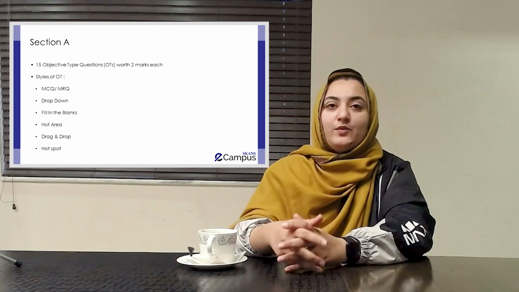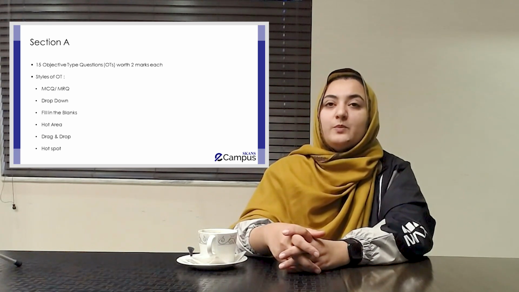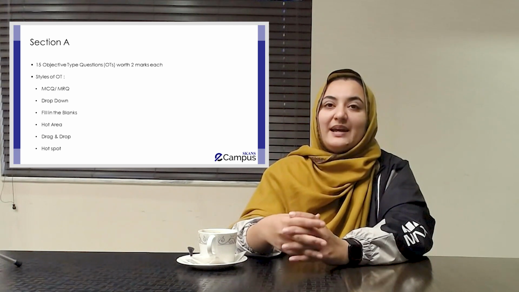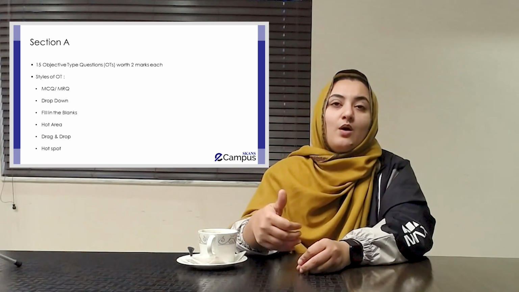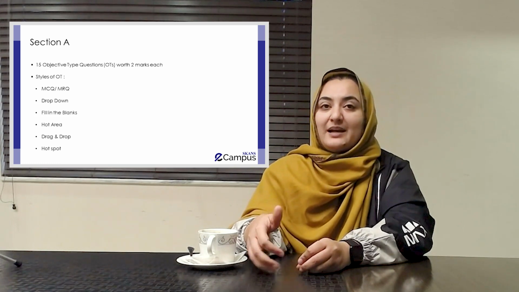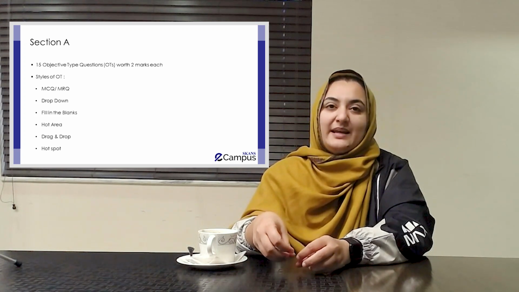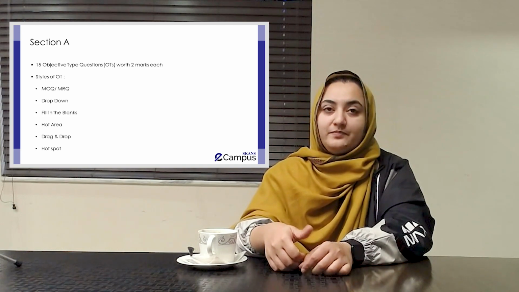Actually, there are 7 types of OTs. The first ones can be multiple choice or multiple response questions. Then you can get a question on selecting the correct answer from a drop-down menu. The questions can take the form of entering the correct answer in a blank space, selecting the right answer on the option displayed, and dragging and dropping the correct answers in the designated space.